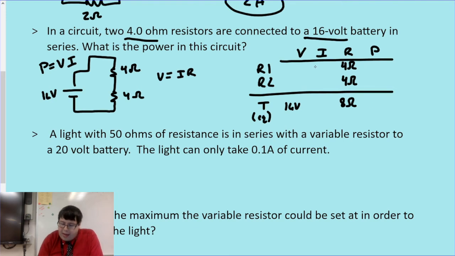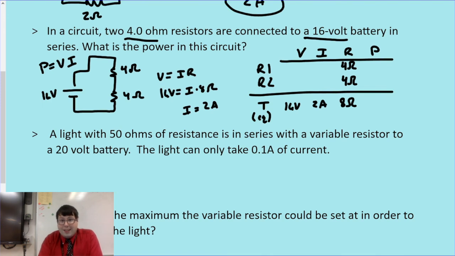So across any row of your VIRP table, you can always use Ohm's law to solve for one of the variables you don't know. Since I know the voltage is 16 volts, I want to solve for the current. I know the resistance is 8 ohms. My current in this circuit is going to be equal to 2 amps. So I can put that in my table there. So Ohm's law applies across a row in a VIRP table.